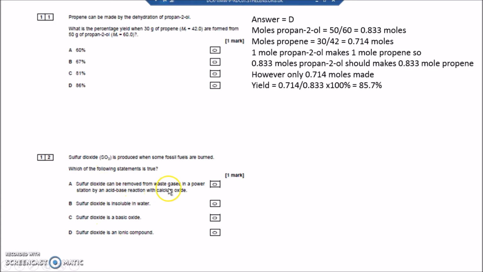Sulfur dioxide can be removed from waste gas in a power station in an acid-base reaction with calcium oxide. Now that's true. You need to either learn that or understand the other chemistry to work out why those B, C and D can be decided not to be the right answer, to leave A as the correct answer.